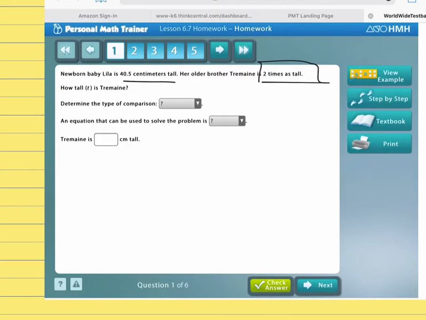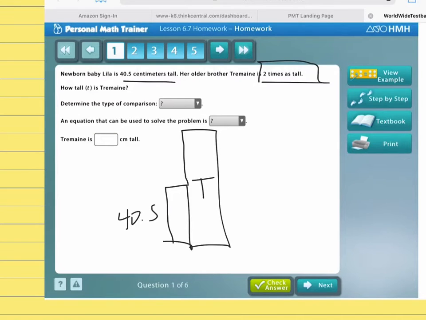First, I want to draw a baby, except my baby's going to look like this, and that is 40 and 5/10 centimeters tall. But the brother is 2 times as tall, so that means he is taller. So I'm going to go twice that, and that's going to be Tremaine. So are we going to be multiplying, adding, subtracting, or dividing? Well, if it's 2 times as tall, I think we're going to be looking at multiplication.